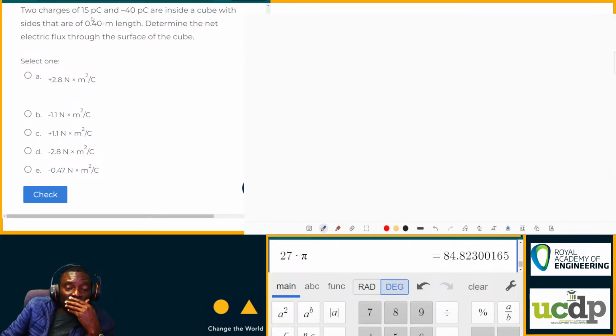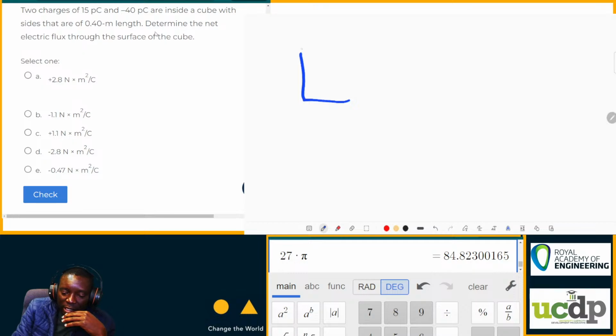Two charges of 15 picocoulombs and minus 40 picocoulombs are inside a cube. Already this is Gaussian, but anyway, I'll just introduce. This is about Gauss law. I'm sure you've done Gauss law, so it's an interesting question. 15 picocoulombs and minus 40 picocoulombs are inside a cube with sides of 0.4 meters in length.